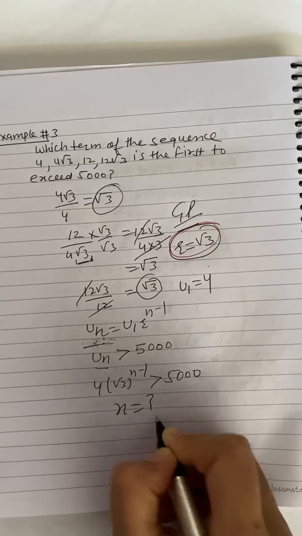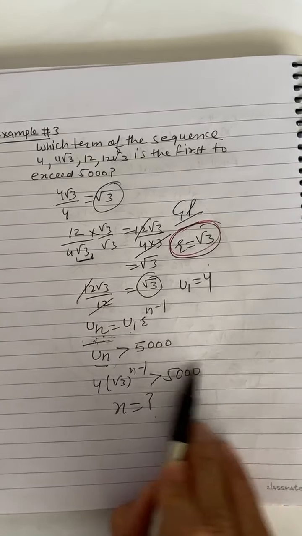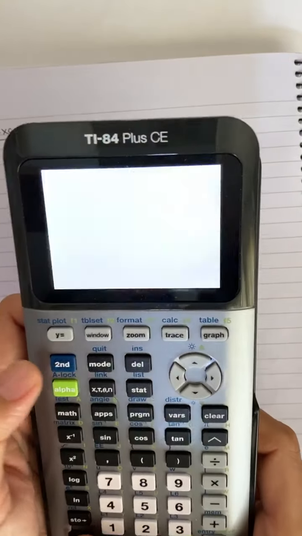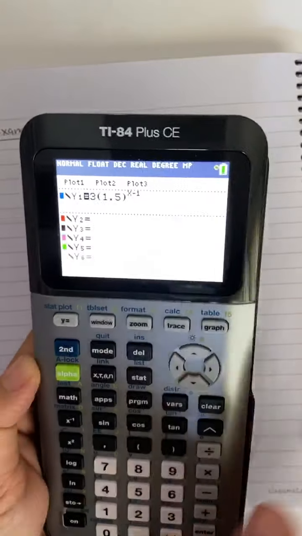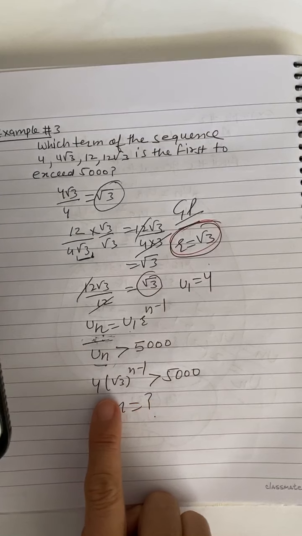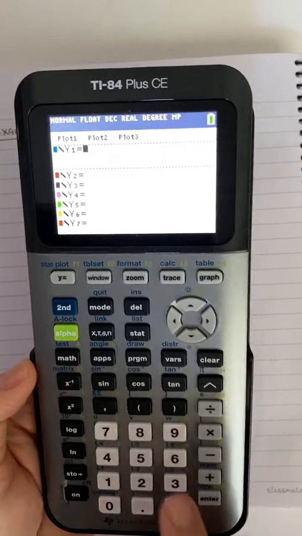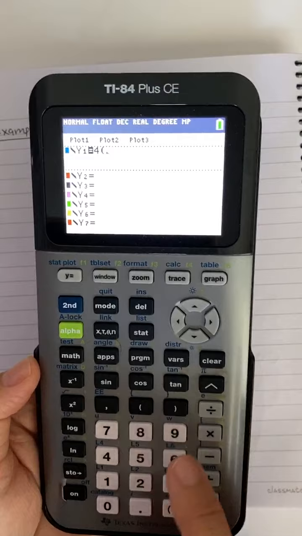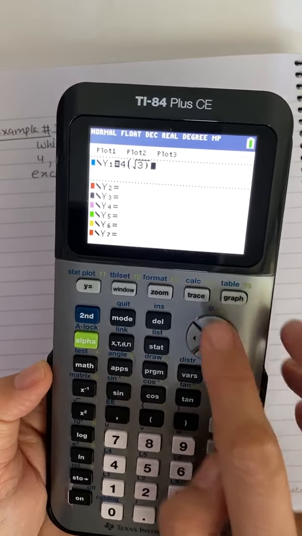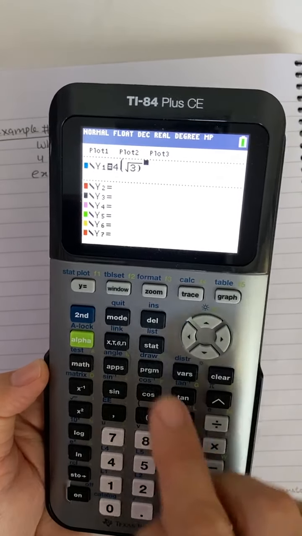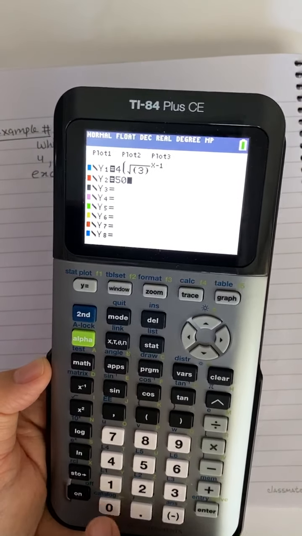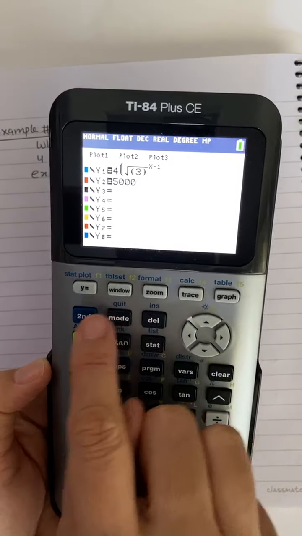And I need to find my first n, because there will be lots of n where you will start getting values greater than 5,000. So I'm again going to use the calculator to do that. You enter your function. The left hand side is 4 times square root of 3 to the power, instead of n I'm using x minus 1, and then I want this to be more than 5,000. Now I'm going to go and set the table.